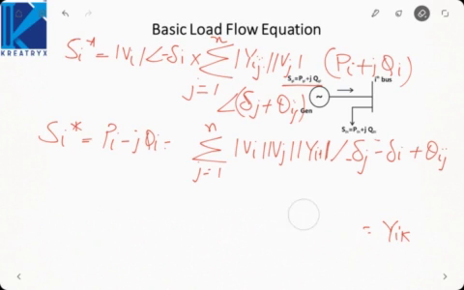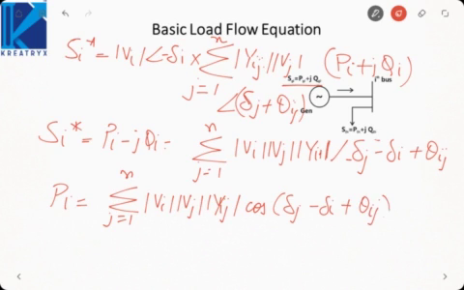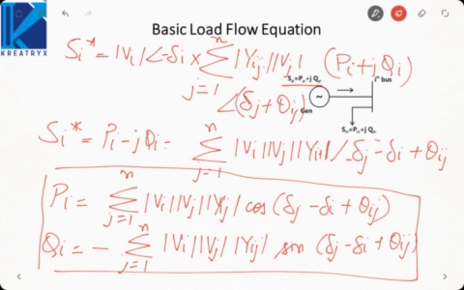Now if we separate this equation into real and imaginary parts, Pi will be the sum over j of mod Vi mod Vj mod Yij cos of delta j minus delta i plus theta ij. Similarly, Qi will be minus the sum over j equal to 1 to n of mod Vi mod Vj mod Yij sin of delta j minus delta i plus theta ij. So these are the equations for the real and the reactive power at any bus. Okay, so that is called the basic load flow solution. Pi and Qi are also called the real and the reactive power injected at bus i.